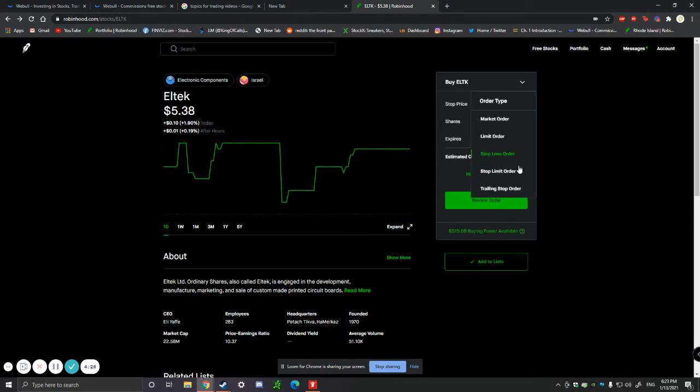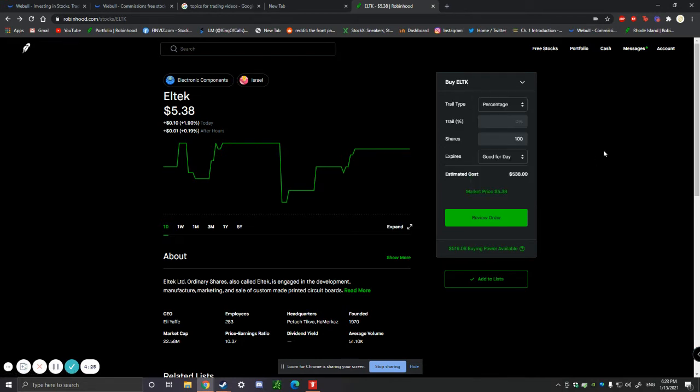And then a trailing stop order is probably the most useful. I should be using this a lot more, to be honest with you. This lets you put in the type of either percentage or amount. Percentage is the best, and it lets it trail. So let's say I wanted to put in a 5% stop. As long as this kept moving up, the trail would move up, right? So it would trail the price, so it could move up with it.